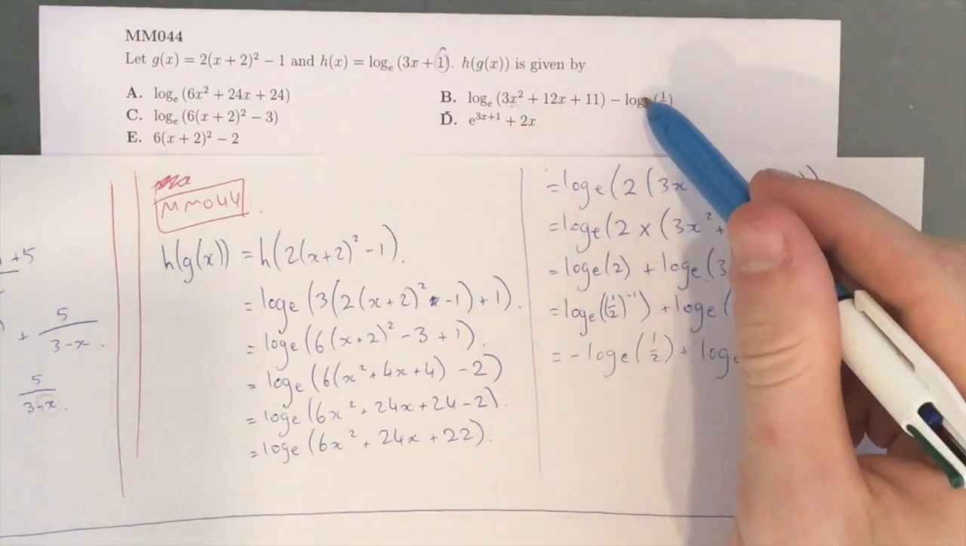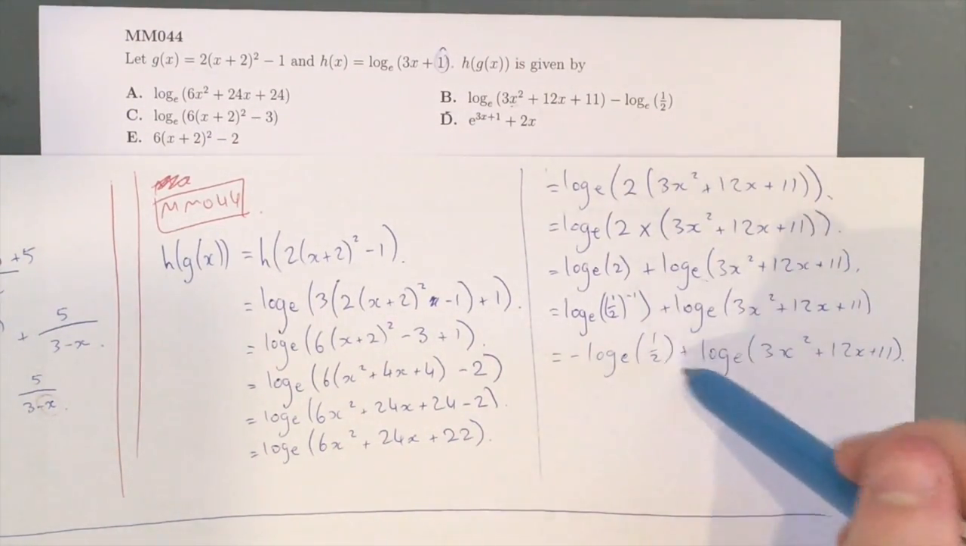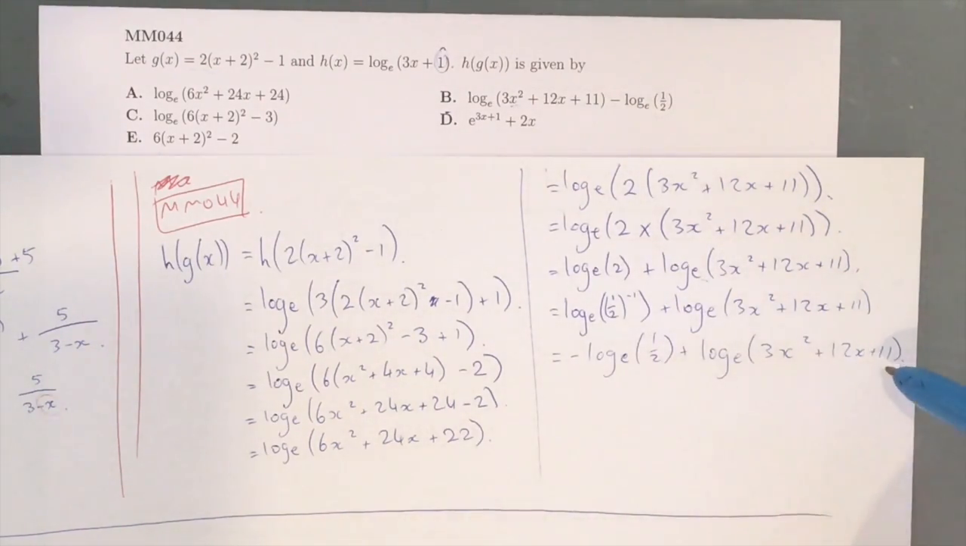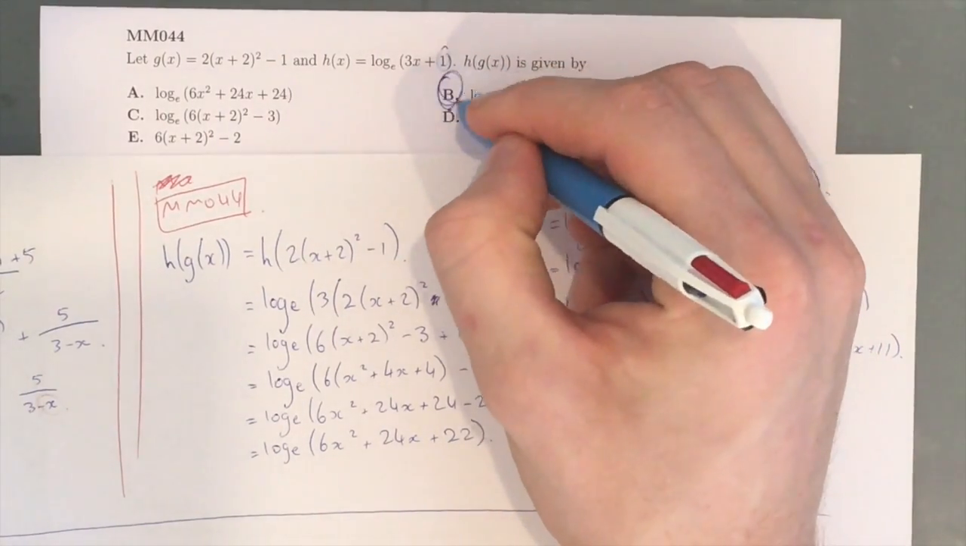Which is actually equal to our answer B. I've written it the other way around, but it's the same thing. So you've got negative log e of 1/2 plus log e of 3x squared plus 12x plus 11, giving us our answer B.